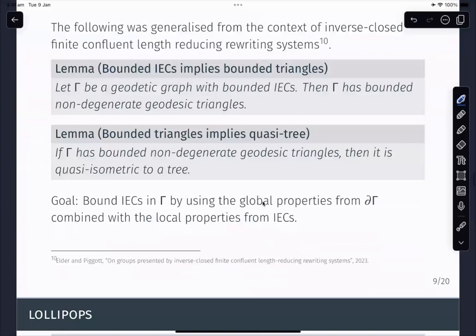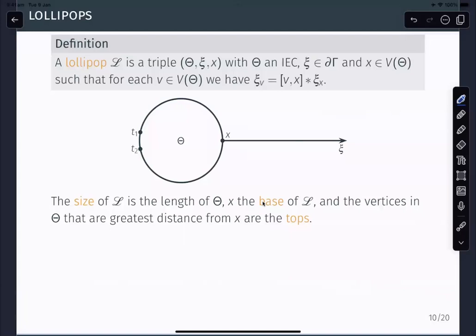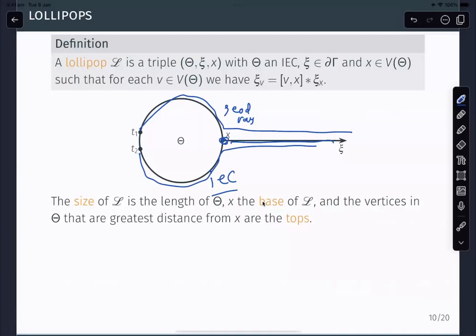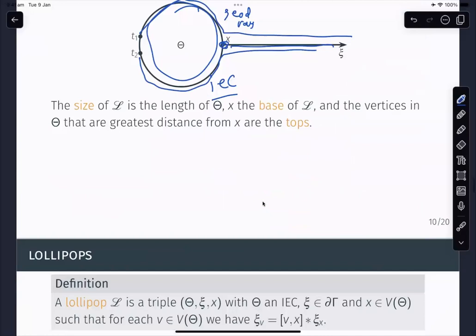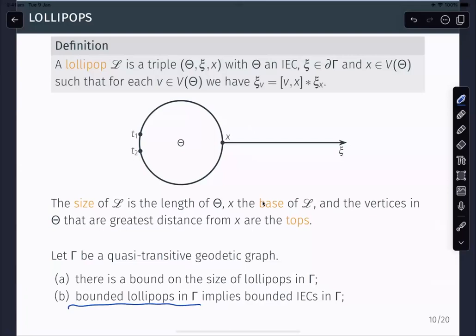That's the goal. And so the final piece of the puzzle is what we call lollipops. A lollipop is an IEC with a ray glued onto it, but it's not just stuck on. It's such that this is a geodesic ray and this is a geodesic ray. It's a little bit technical. And the size of the lollipop is the size of this IEC. So what we prove is that there's a bound on the size of lollipops. And then we prove that if there are bounded lollipops, then the IECs have to be bounded as well. So that's how the proof goes.